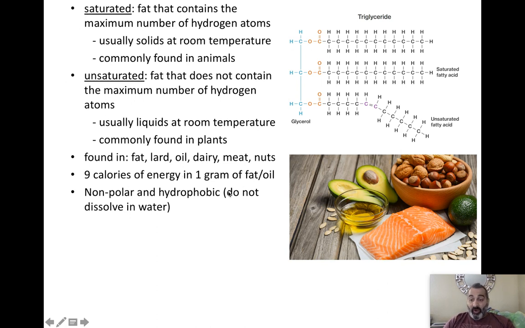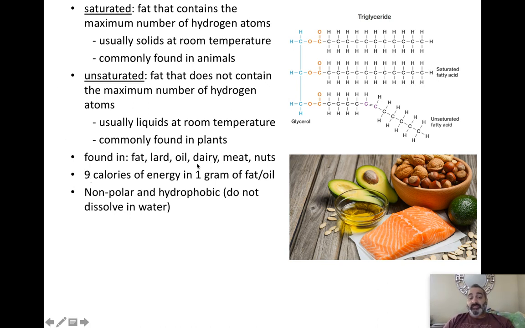Fat has more energy in it. Long-term energy storage is the job of fat. So each gram of fat has 9 calories in 1 gram. So if you have 10 grams of fat, you have 10 times 9, you have 90 calories. If you have 10 grams of sugar, 10 times 4, you have 40 calories. If you have 10 grams of protein, 10 times 4, 40 calories. So the same amount of fat would give us 90 calories. The same amount of sugar or protein would give us 40 calories.